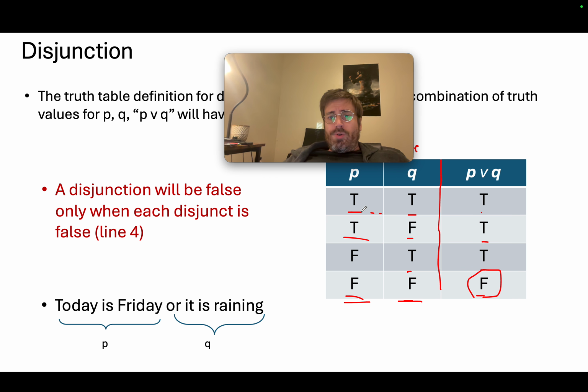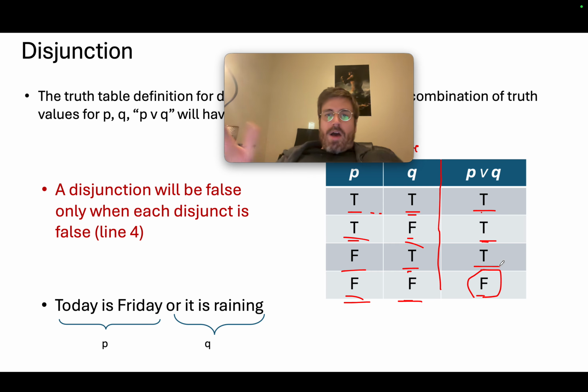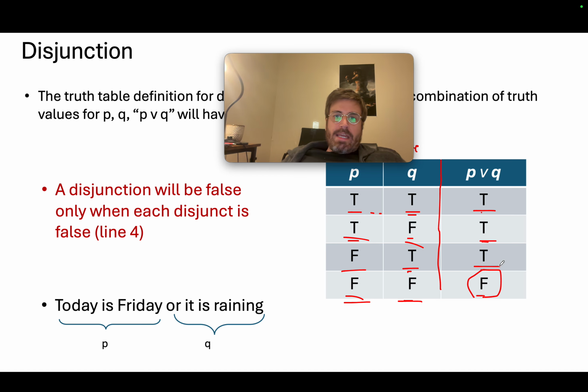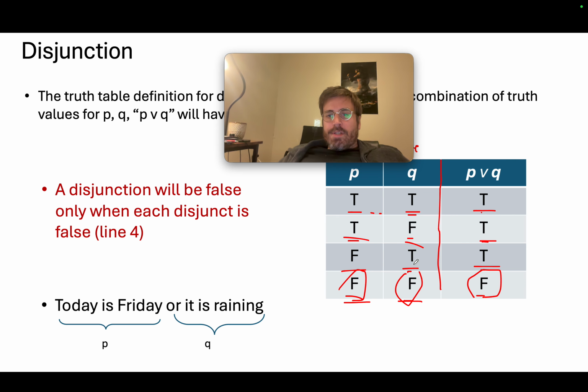I can have two true disjuncts and have a true wedge. I can have a true P and a false Q and a true wedge. And I can have a false P and a true Q and a true wedge. So the either-or statement is sufficiently flexible that wedge can be true even if one of the disjuncts is false. They just can't both be false. If they are both false, if both P and Q are false, then the disjunction as a whole is false.